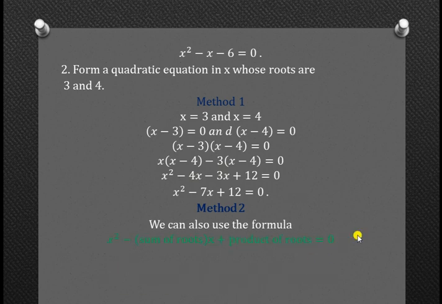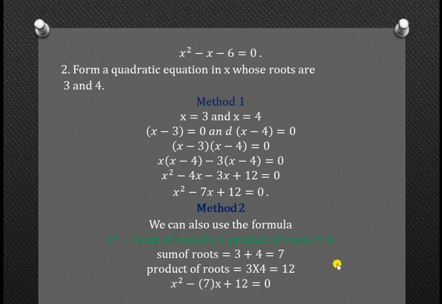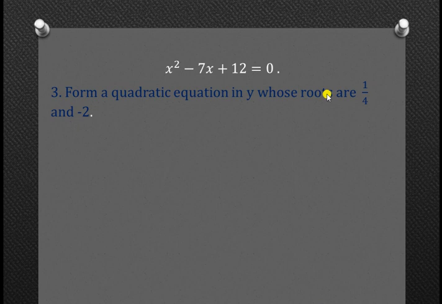You can use the formula and just get the sum. Add 3 plus 4, get 7. Get the product. 3 times 4 gives you 12. Then after that, simply substitute in the formula, substitute for the sum and substitute for the product of the roots. It will give you this answer, which is still the same as the answer before in method 1.